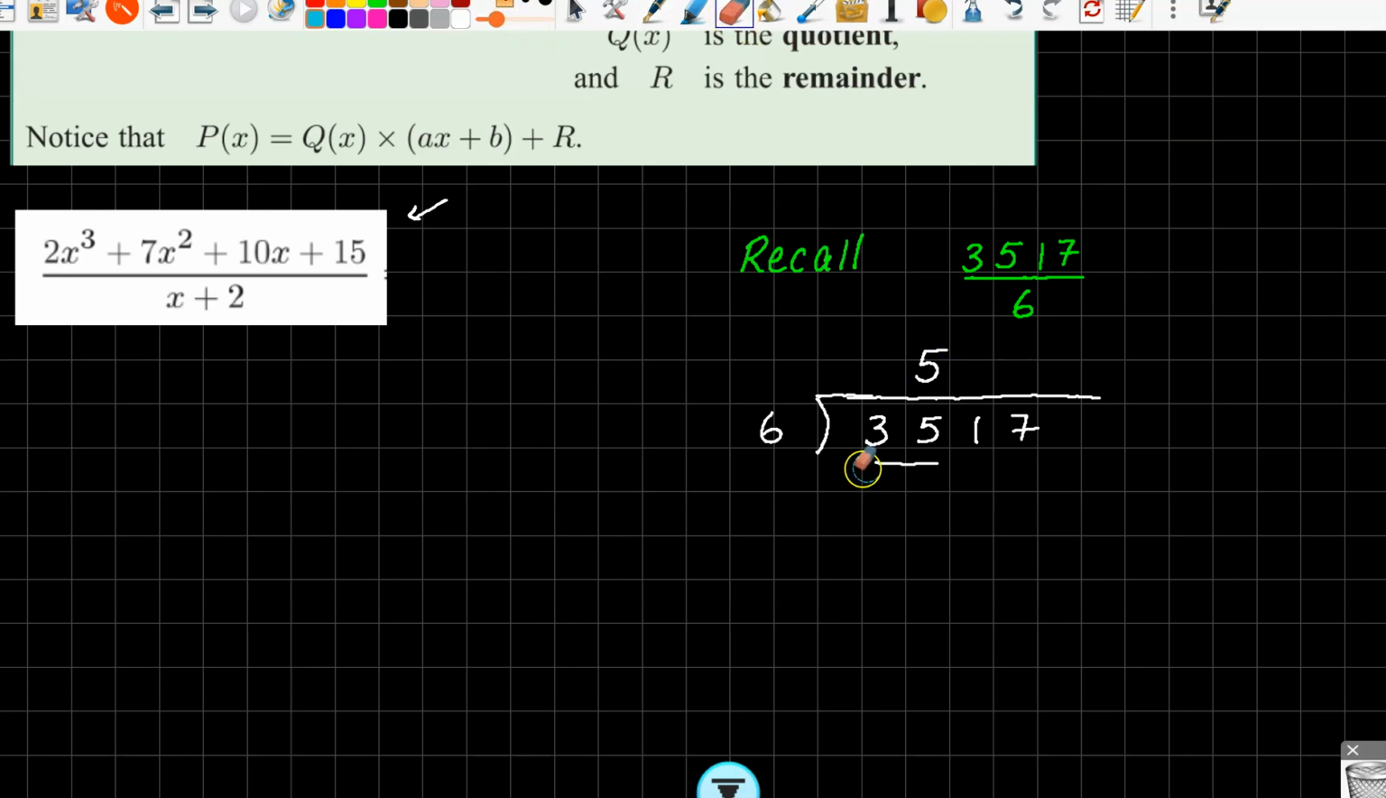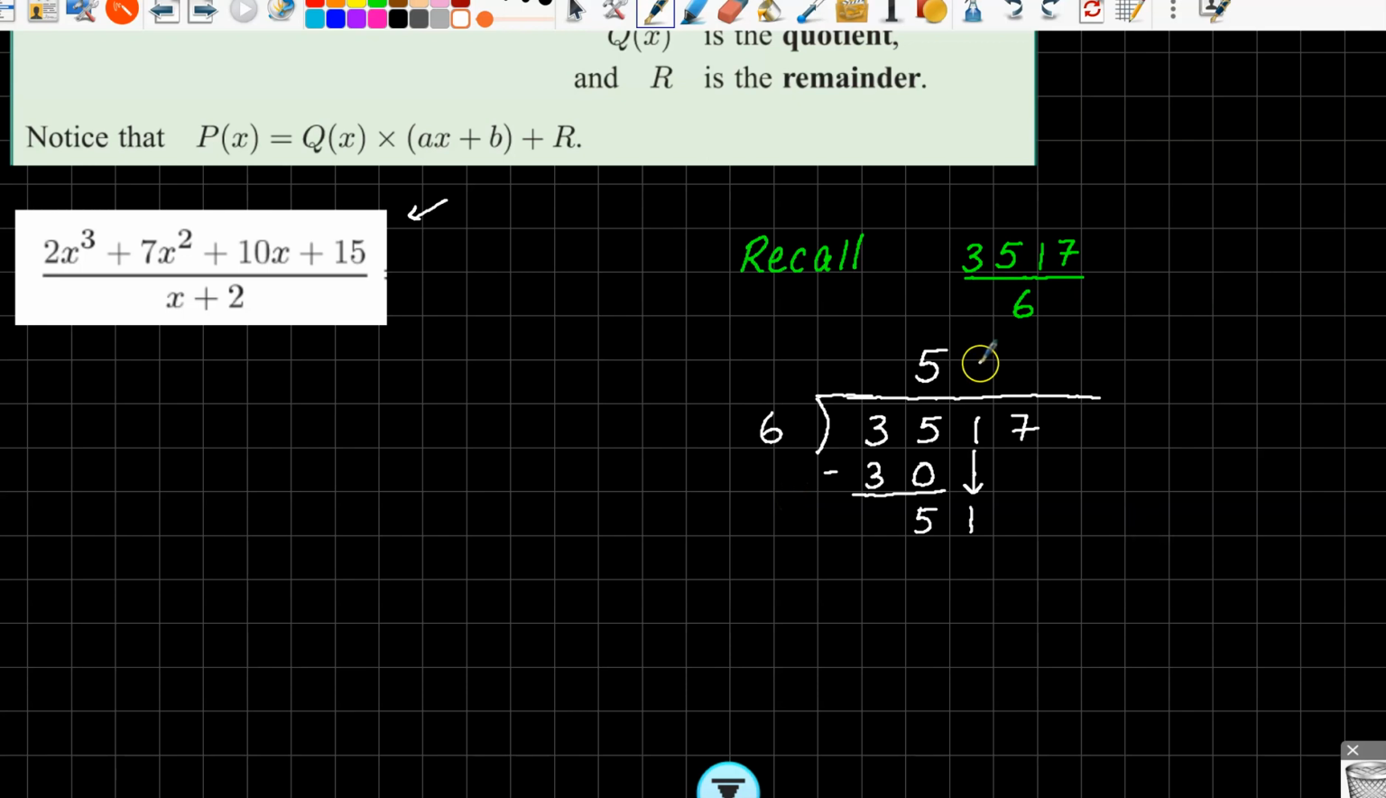And then we're saying, okay, if it goes in 5 times, so we have to multiply that. 5 times 6 is 30. We pop that underneath and we subtract. 35 take 30 is 5. And we bring down the 1. And we go through the same process again. And we say, how many times does 6 now go into 51? 6 times what gives me 51?